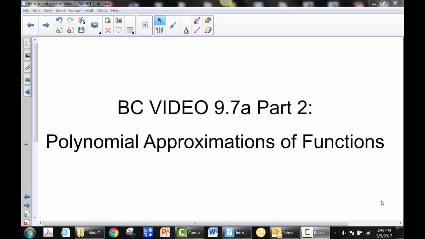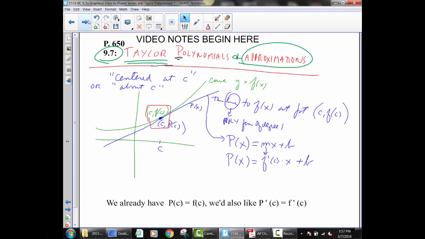Hi, welcome to BC Video 9.7a Part 2, Polynomial Approximations of Functions. Okay, so here's what the book is going to say. So the video notes begin here. Section 9.7, Taylor Polynomials and Approximations.